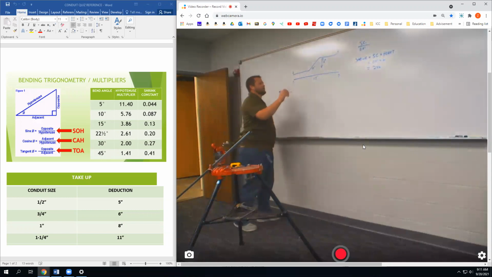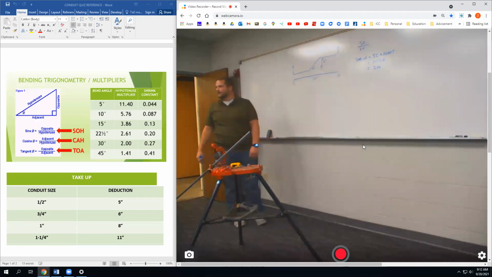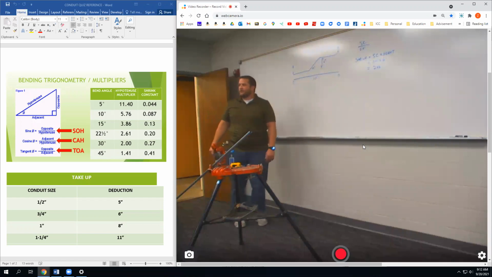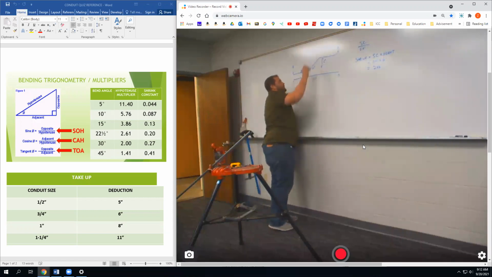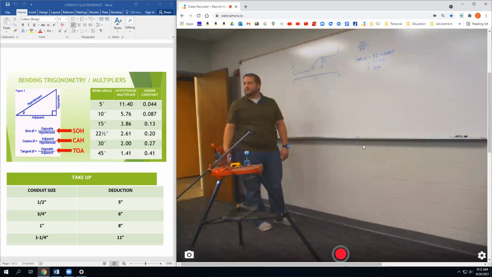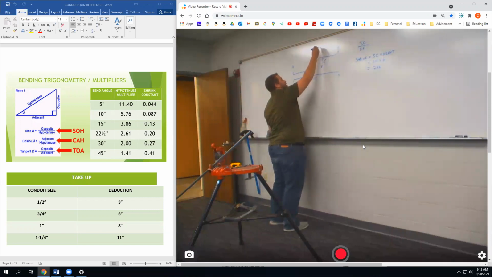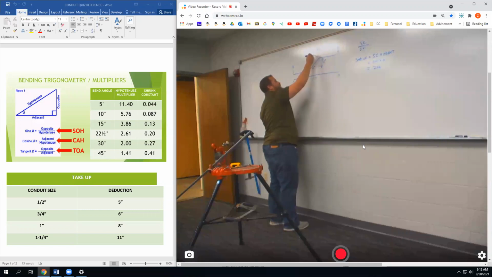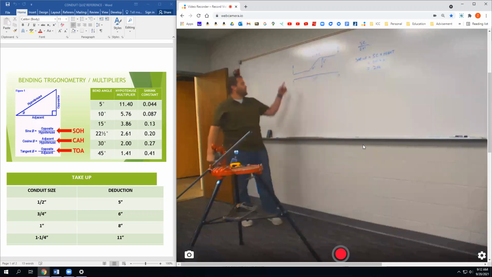Right. So if there was a question on a quiz that said, what is the distance between A and B after that bend was made, what would your answer be? 10 foot minus 2.46 inches. Right, but what is that? 9 feet. 12 minus 2.46 is about 9.5 inches. 9 feet, 9.54 inches. That would be the distance between A and B.